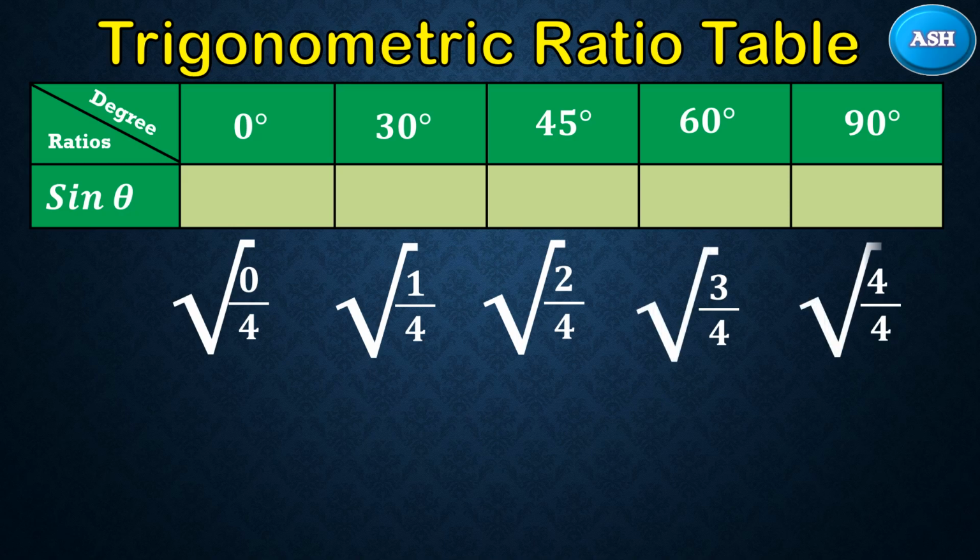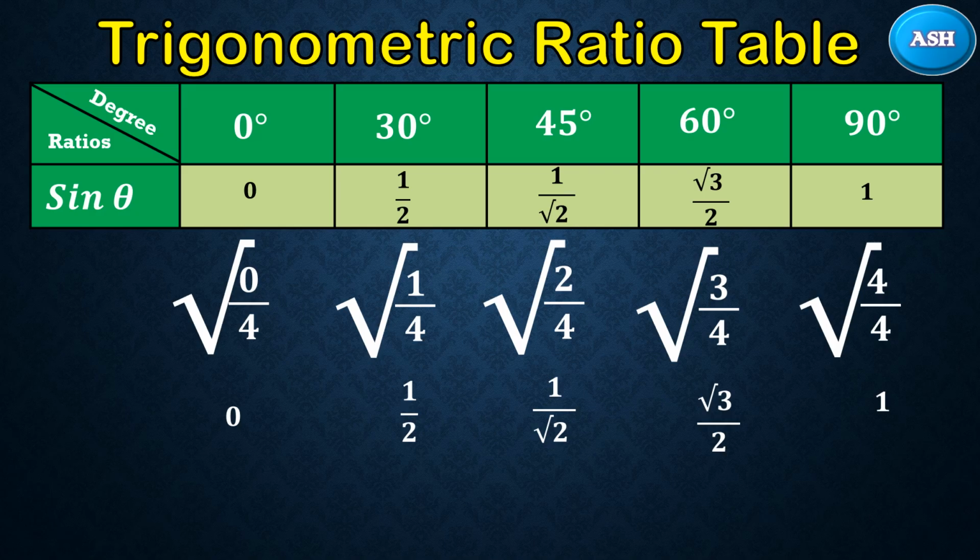So the value of sine 0 is 0, sine 30 is half, sine 45 is 1 by root 2, sine 60 is equal to root 3 by 2, sine 90 is equal to 1.